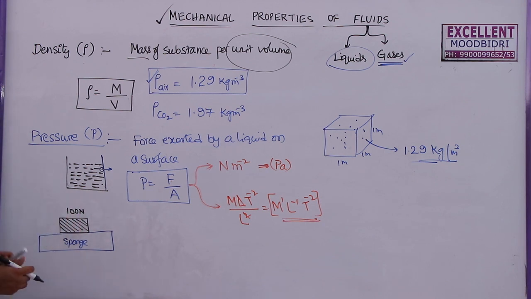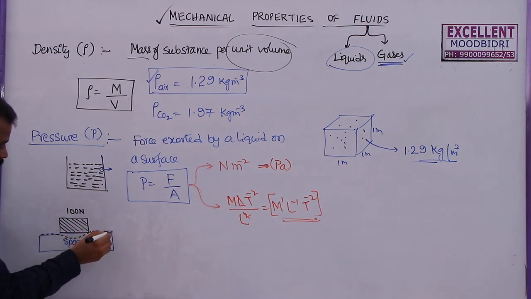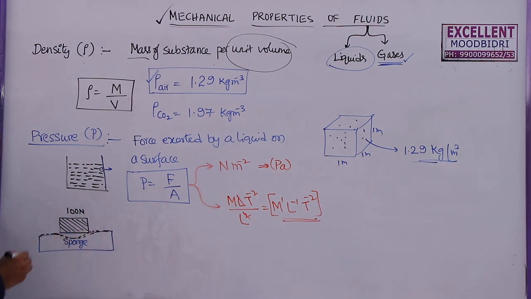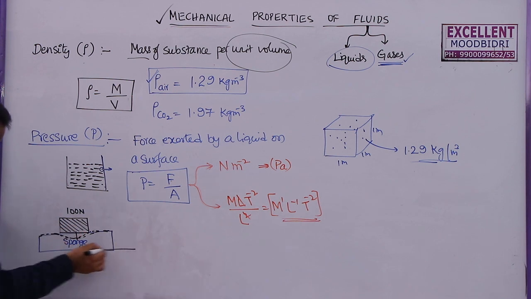The sponge will have some strain. That means it will deform its shape. So here this is called a change in shape of the body. And there is some elongation along these lengths also. That means there will be a change in the shape of the sponge.